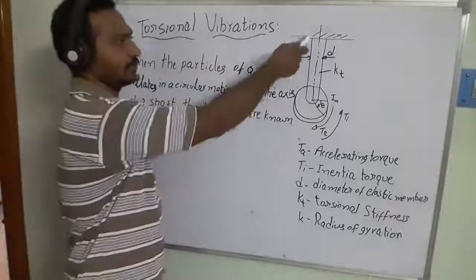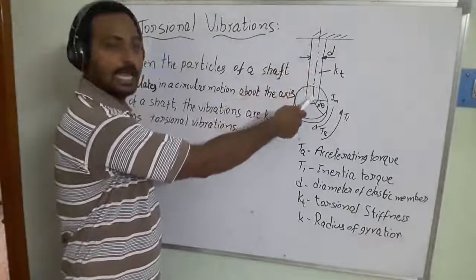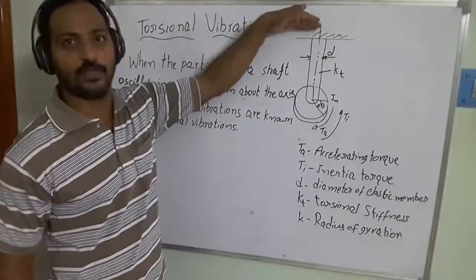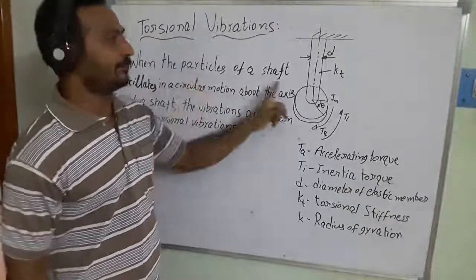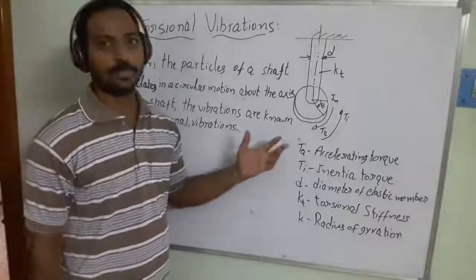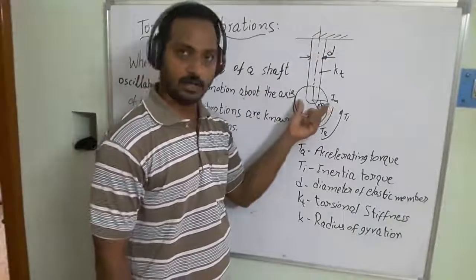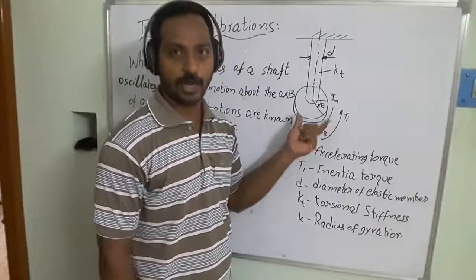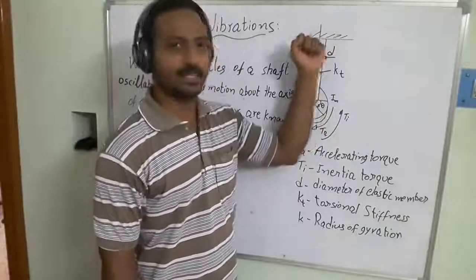Suppose this is the shaft and this is the disc attached at one end and the other end is fixed. Then when the particles of the shaft oscillate in a circular motion, suppose this is the elastic member, the rod, and this is the mass attached to it. Then what will happen in this case?